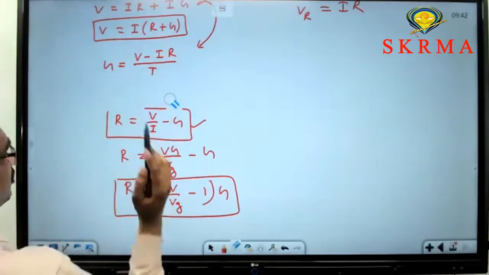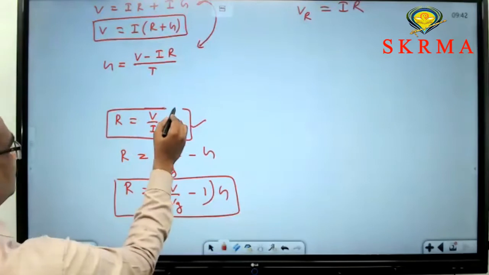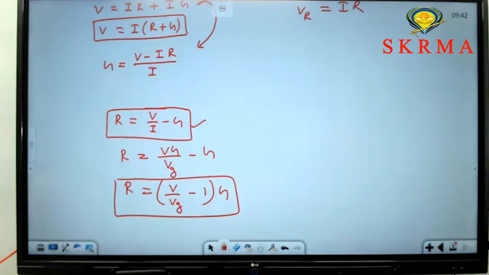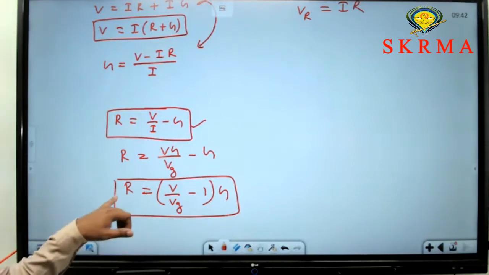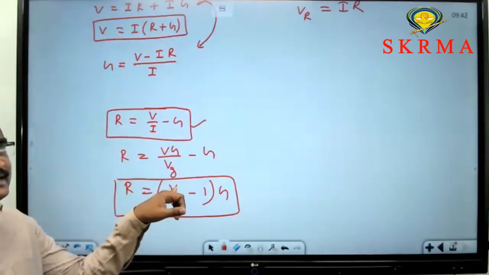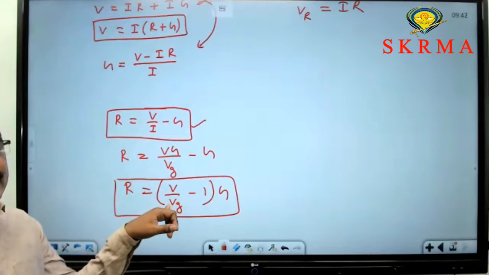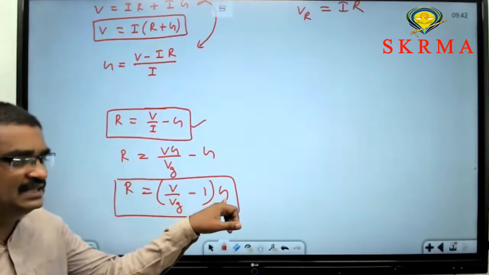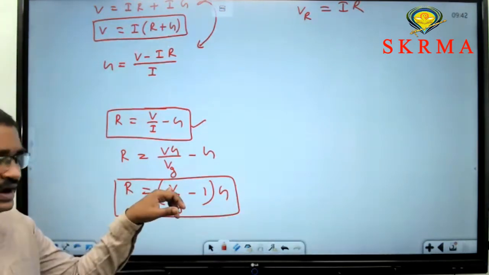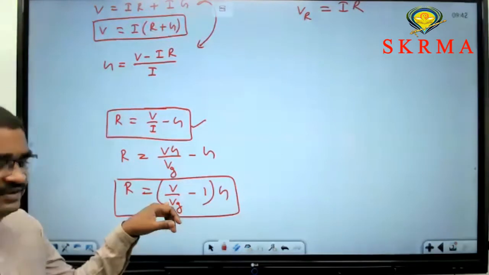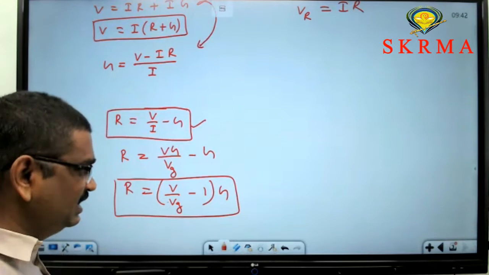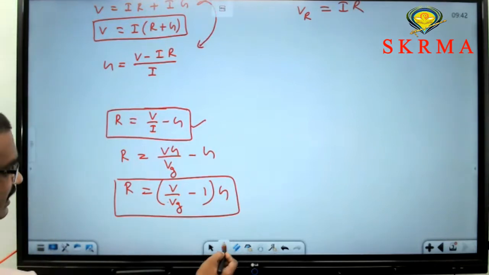Even without deriving this, we can remember this equation directly. So what is R here? R is the resistance connected in series. What is V? Total voltage in the circuit. What is Vg? Voltage across the galvanometer. What is capital G? That is the resistance of the galvanometer. Is this clear?